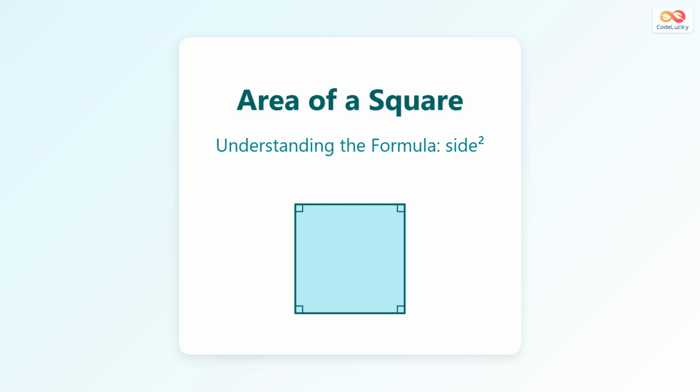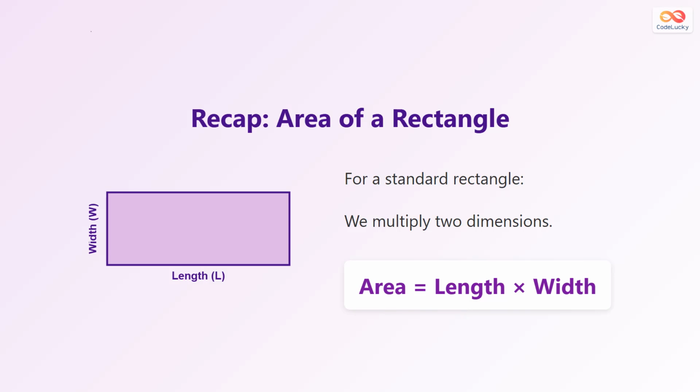Today, we are going to learn about the area of a square and understand the formula side squared. Before we look at squares, let us remember how to find the area of a rectangle. For any standard rectangle, we calculate the area by multiplying its two dimensions, the length times the width.